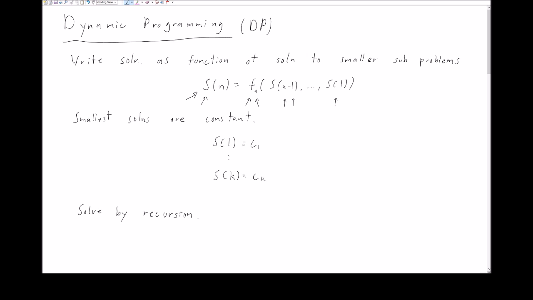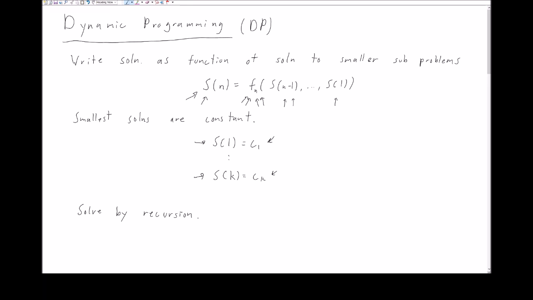We also need to identify the so-called base cases. For the very smallest subproblems, in this case 1 through k, we need to say explicitly what the values of these very small subproblems are, and usually this is going to be some constant, in this case c1 through ck. The idea is that given these base cases and this function that lets us recursively define or find the values of our solutions, we can solve the entire problem by recursion, starting at the bottom, using this function to work our way back up to the main problem.